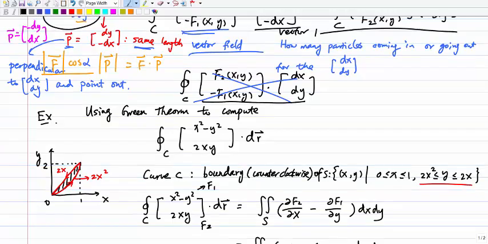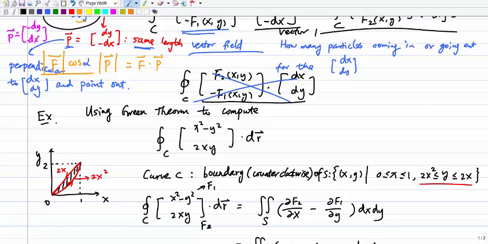Now I'm going to show you one more example of how to use Green's Theorem. In the previous example, I showed a very simple example of how to use Green's Theorem to convert the line integral into a double integral, which is pretty straightforward to compute.